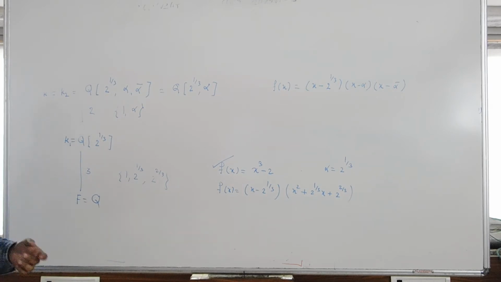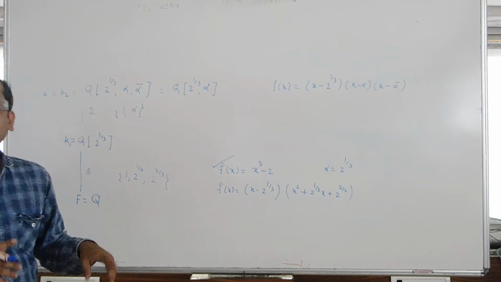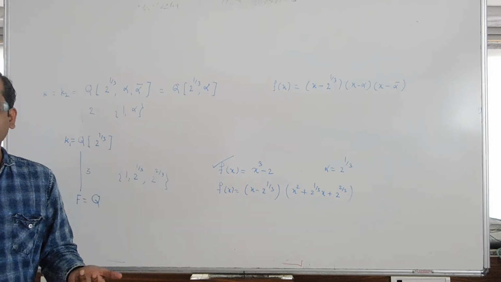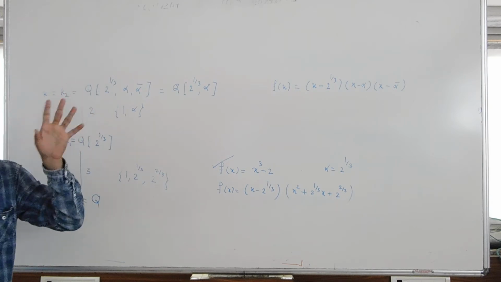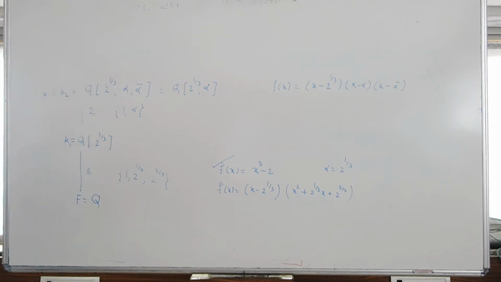Now combining these two bases, at the time of combining the bases, what do we have to go for? 1, alpha, 2 raised to 1 upon 3, 2 raised to 2 upon 3, and the combination of that. You cannot just have the sum, because then it becomes a 5. So you have to take the combination of that. So what do you have? Total degree of extension is 6.